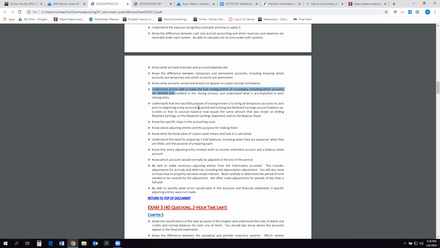The third closing entry is to close out income summary to retained earnings. So after we've closed our revenue and expenses, our income summary account will have some balance. If we had more revenues than expenses, then our balance will be on the credit side.